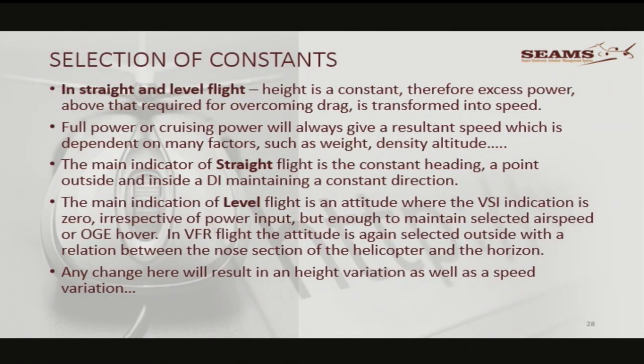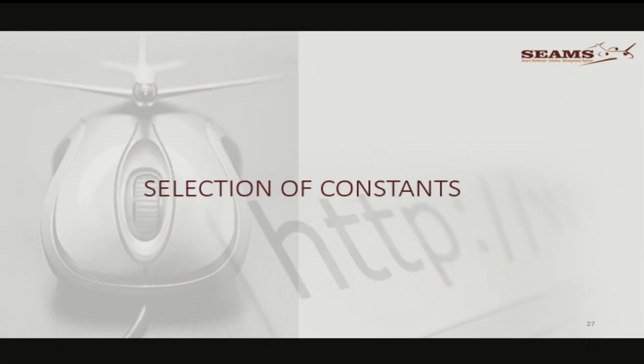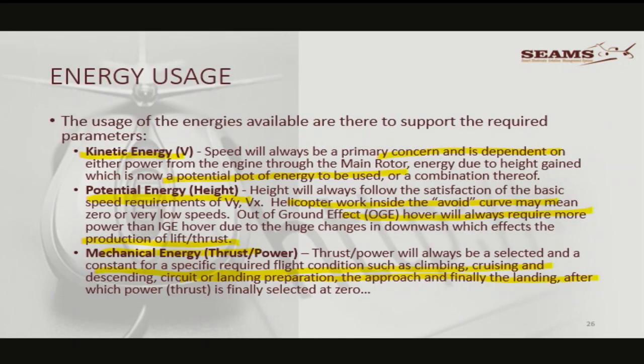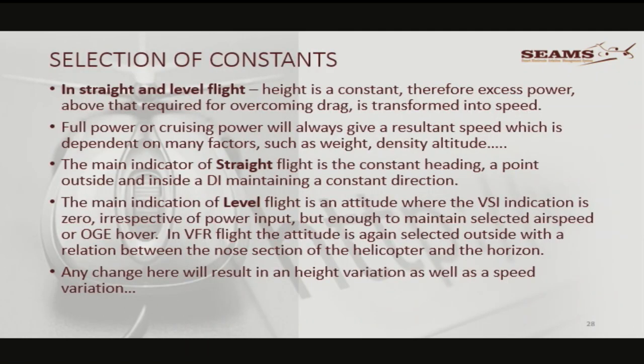Now, let's go over to the selection of constants. In straight and level, not just the instructors, the newcomers to the game must look as well, but the instructors as well. Straight and level: straight means to fly in a straight line, so the heading is a constant. And level means that height is a constant. And how will we know that the height remains a constant?